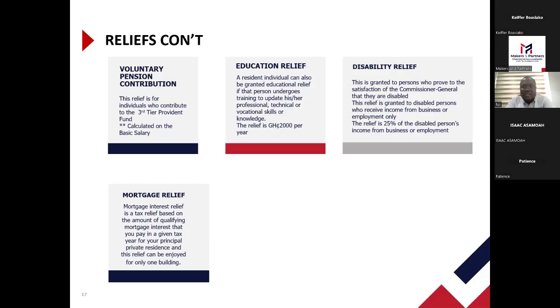Then we have the disability relief. This is granted to persons who prove to the satisfaction of the Commissioner General that they are disabled. This relief is granted to disabled persons who receive income from business or employment. The relief is 25% of the disabled person's income from business or employment.